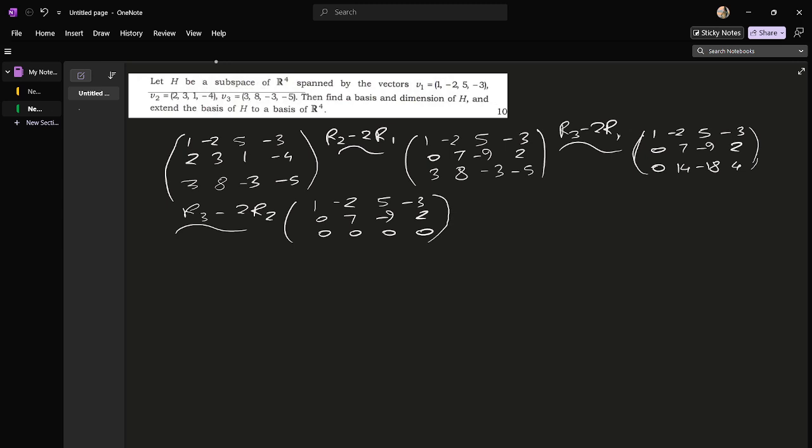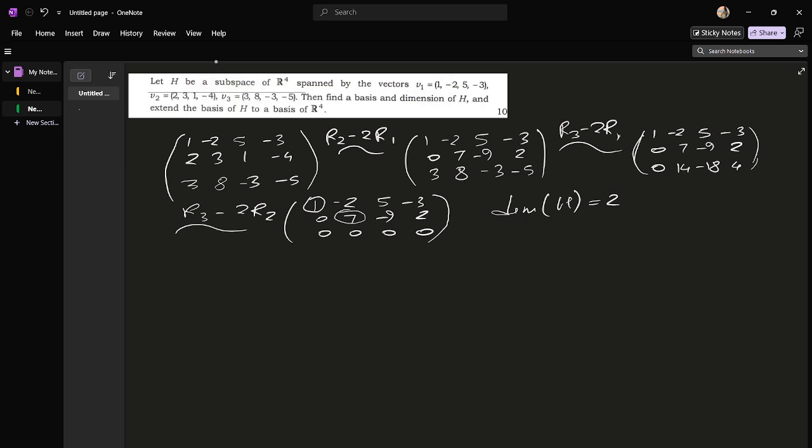So we can see that the last row is a zero row. So the dimension of H will be 2, as there are only two pivotal non-zero rows, and this is a zero row, so we have 1 and 2, so our dimension of H is 2.